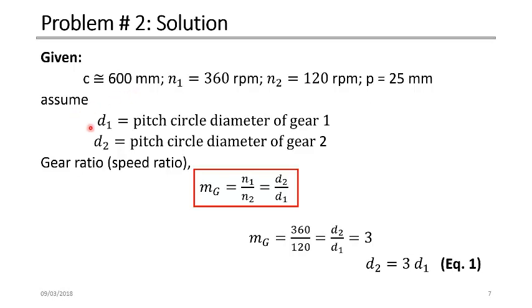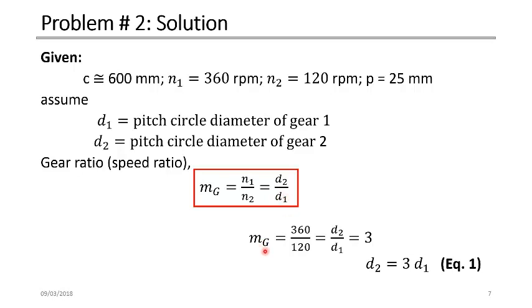So if we assume that d sub 1 is the pitch circle diameter of gear 1 and d sub 2 is the pitch circle diameter of gear 2. Coming back to the gear ratio definition, we call it M sub G. Gear ratio is equal to the speed of the first shaft divided by the speed of the second shaft. You see here that N1 is higher than N2. So when we relate this to the diameters, we need to use the higher diameter on the top and the lower diameter on the bottom, just to be consistent. So N1 is high, D2 is large, N2 is small, so D1 is small.